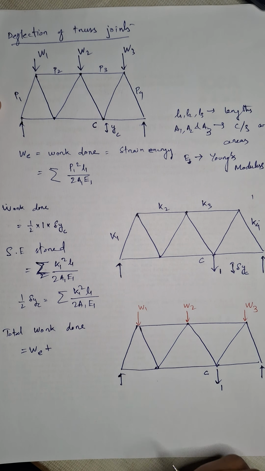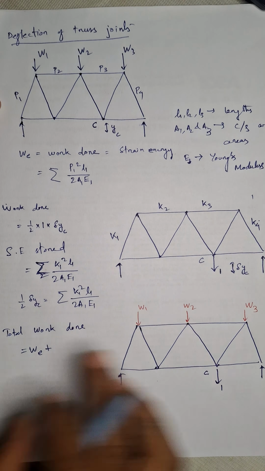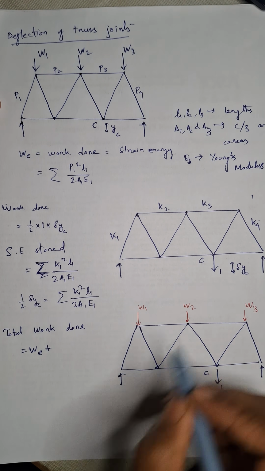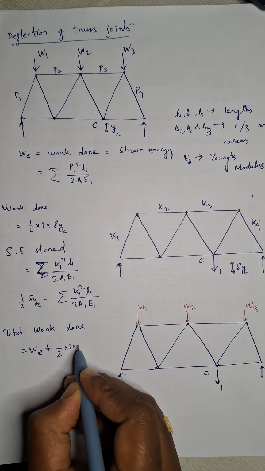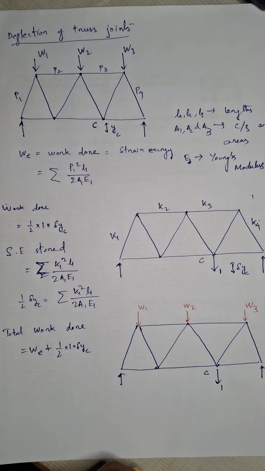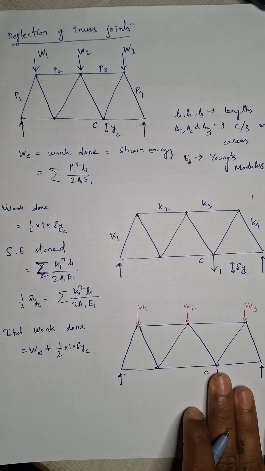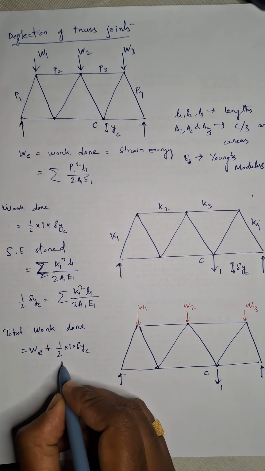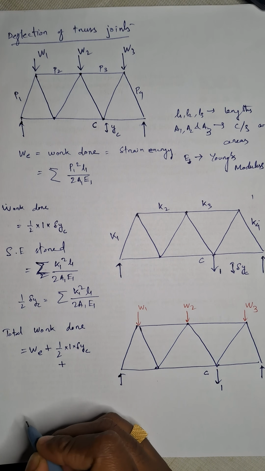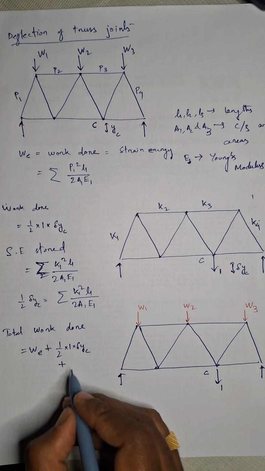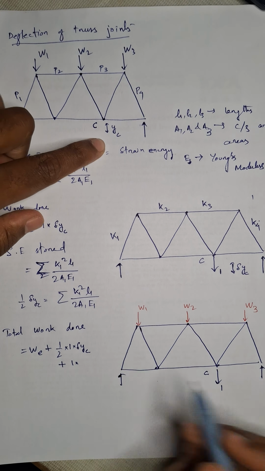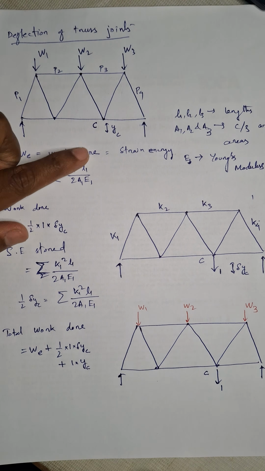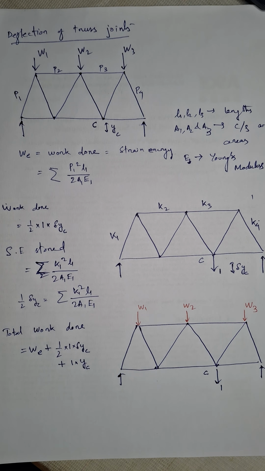So the total work done will be equal to WE plus WE due to the external loading condition. Now due to this unit force, how much work was done? Half into 1 into del yc. Now as the unit force is already applied and we are going to apply another external loading system, the virtual work done will also be added to this. How much work done? The applied force at this point is 1 into the deflection due to the external loading system, yc. So now this is the total work done.